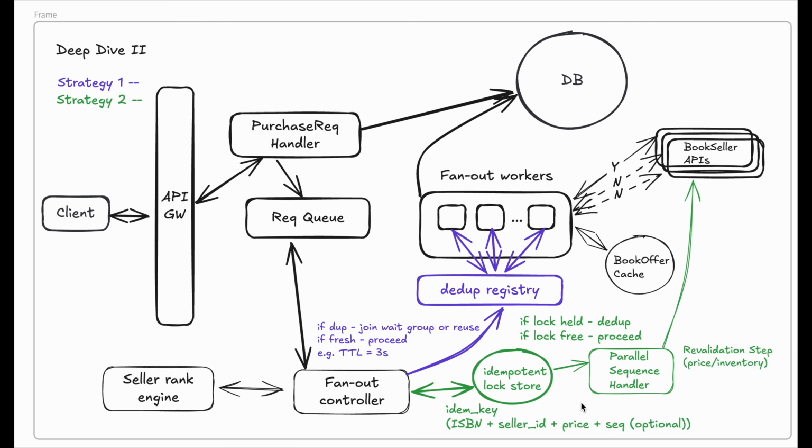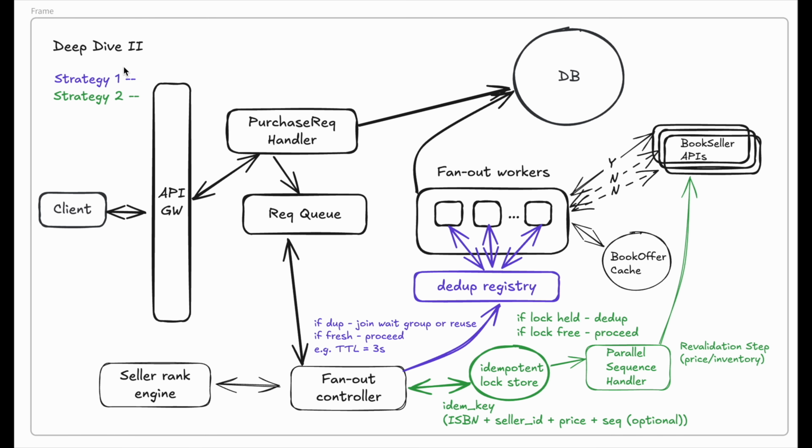Now let's walk through the updated diagram for deep dive number 2. We've added 2 key strategies, and you can see from the color coding, purple for strategy 1 and green for strategy 2. So starting from strategy 1, deduping the requests, we've introduced a new component called the dedupe registry. This acts as a short-lived memory that keeps track of the in-flight resolutions. When the find-out controller gets a request, it first checks its registry. If a lookup for the same, for example, ISBN plus price bucket is already active, it joins the group and waits for the result.